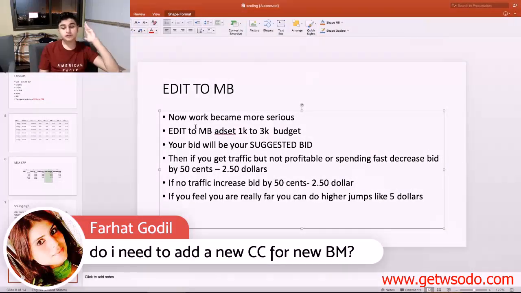After having everything up and running, if you get traffic but not profitable or spending fast, you decrease the bid by 50 cents to $2 and a half. And if there's no traffic at all, you increase the bid by 50 cents up to $2 and a half.